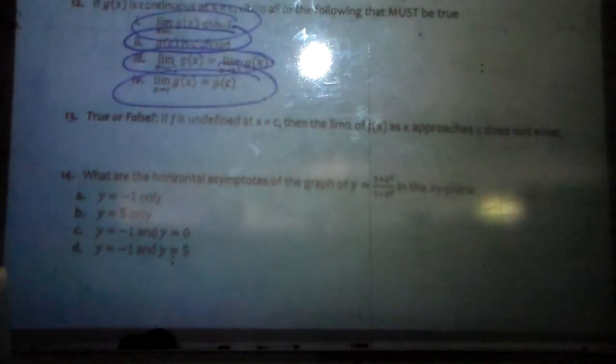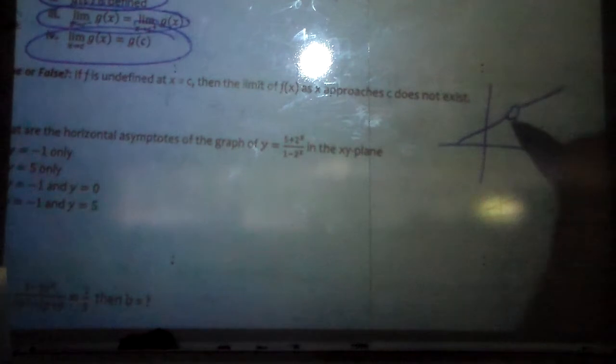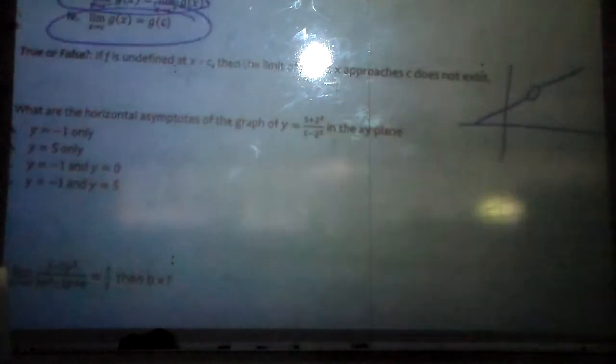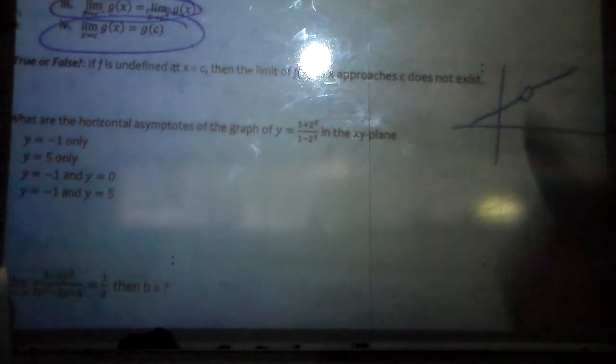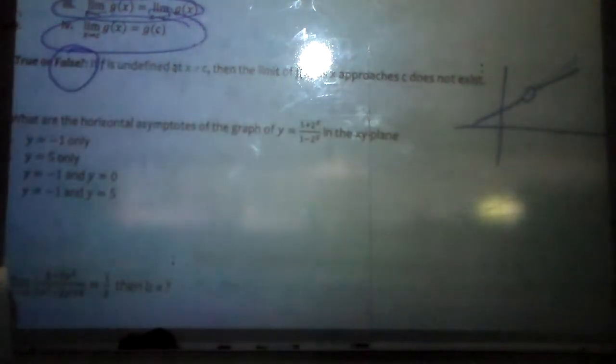If f is undefined, then the limit does not exist. So no, for a super similar reason to up there, I could have something like this. This is undefined. I can absolutely still have the limit, because the limit is about the approach, not what's happening at this point. It's not continuous, but it definitely still has the limit. So the limit does not exist, that's false. You can still have the limit while it's undefined.